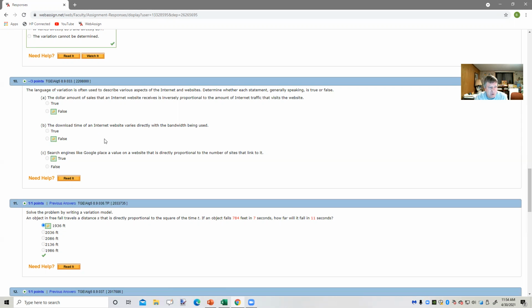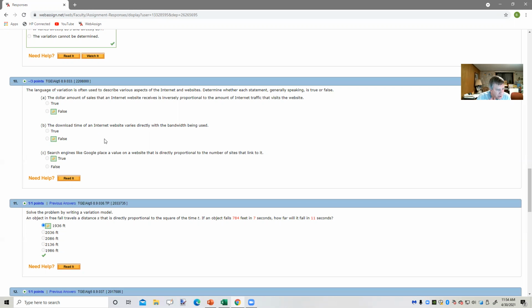Yes. So it says the download time varies directly, but the download time would actually decrease because it would happen faster. So this is not direct, this is inverse. Increase the bandwidth, decrease the download time. Yeah, and again, I can see how not understanding how that works makes it a tricky question. And again, I'm no expert.